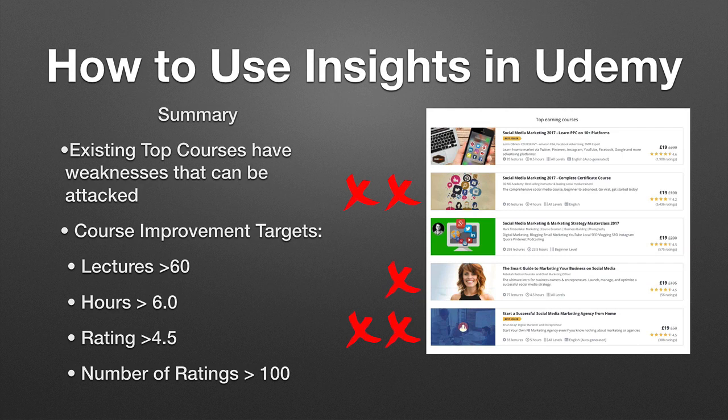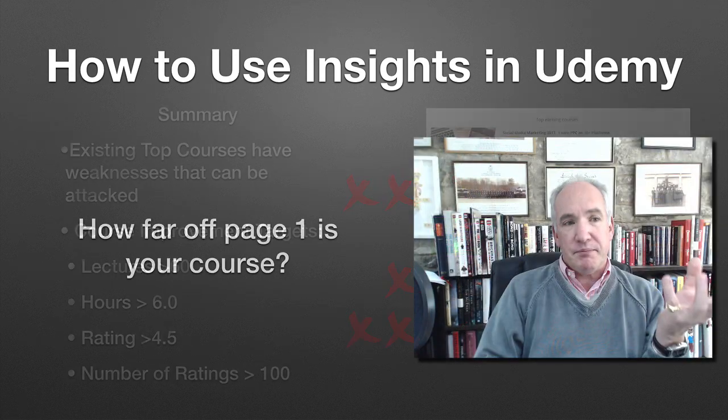So I need to up my number of lectures to at least 60 and probably 100. I need to increase the time of the course to over 6 hours. I need to up the rating to over an average of 4.5, and I need to get at least 100 ratings. So this means I've got an awful lot of work to do in terms of getting this course into some sort of shape in order to rank better in Udemy.